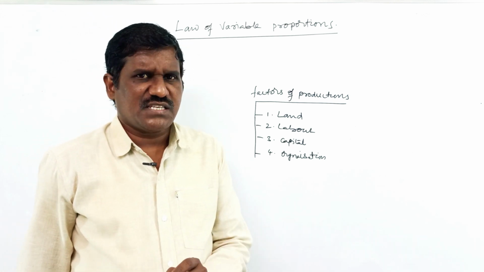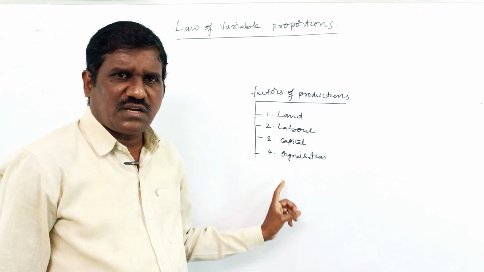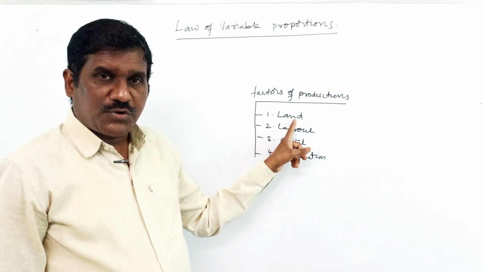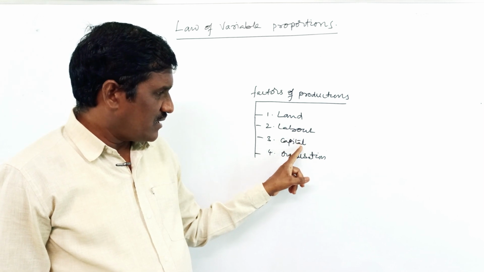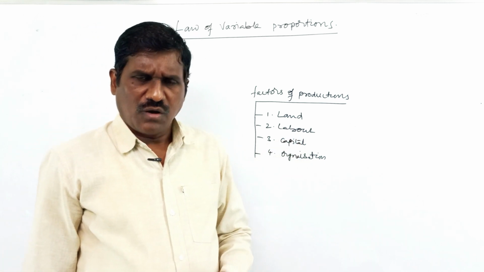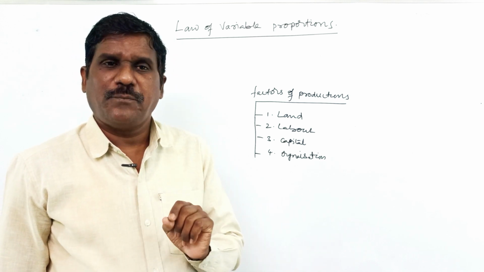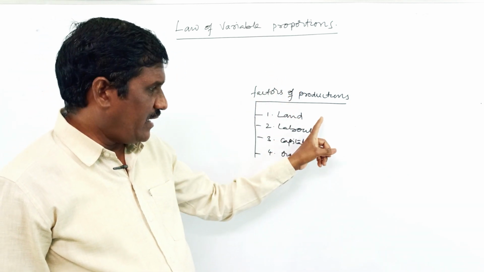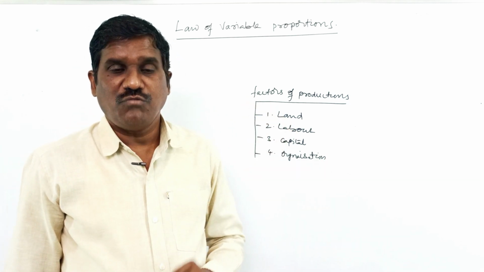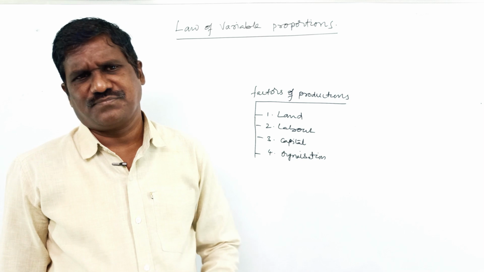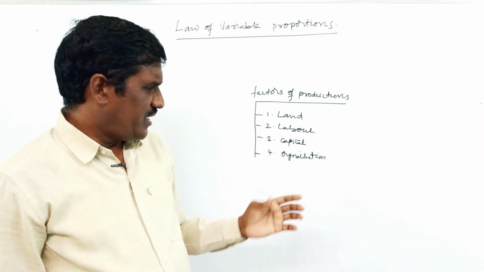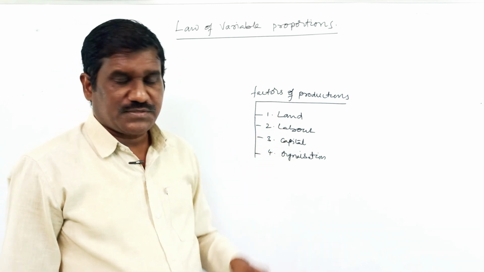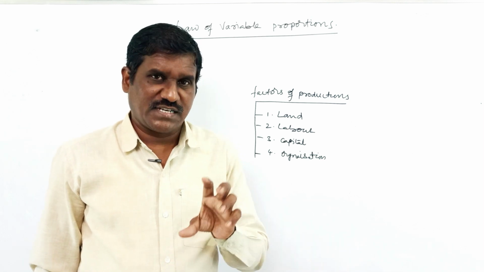To produce the goods and services, we can't produce without using these factors of production. Without land, we can't produce; labor, capital and organization are also needed. So, all factors of production should participate to produce the goods and services. ఏ వస్తువైనా సేవైనా తయారు కావాలంటే ఇవి నాలుగు ఉండాల్సిందే. Without these factors of production, we can't produce any goods and services. So, it is a must. Once again, land, labor, capital, organization. The four are called factors of production.